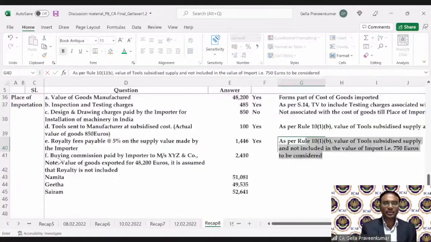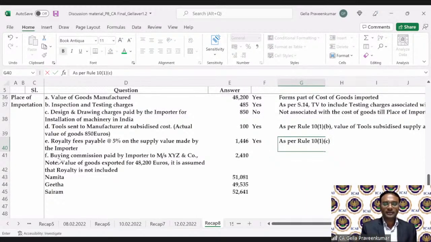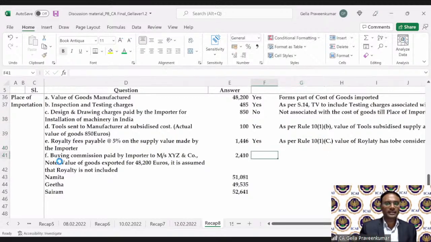As per Rule 10, value of royalty has to be considered. This is my reasoning. Moving on further.